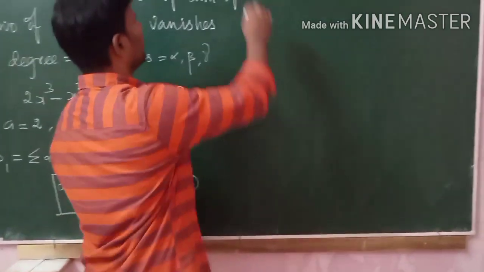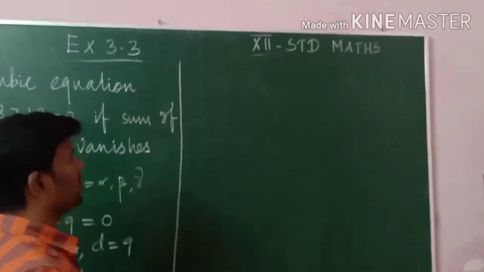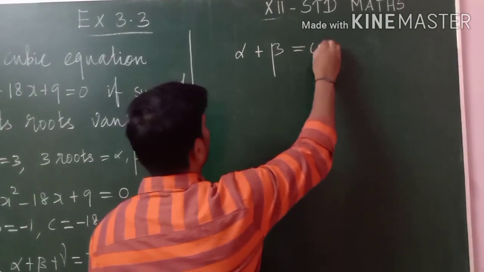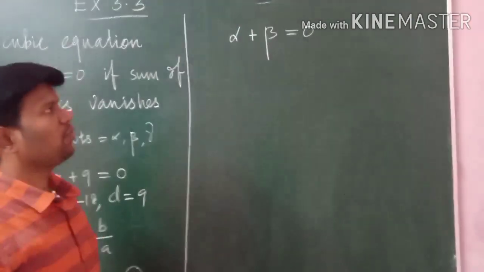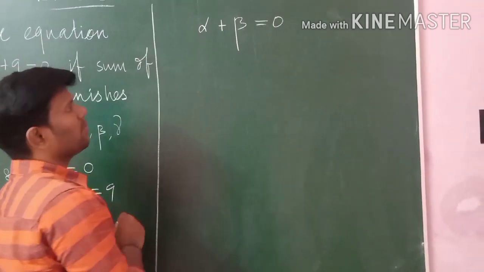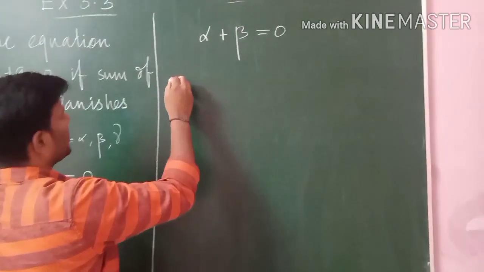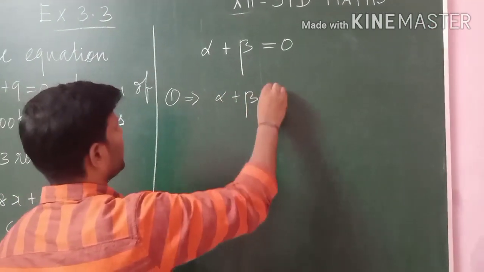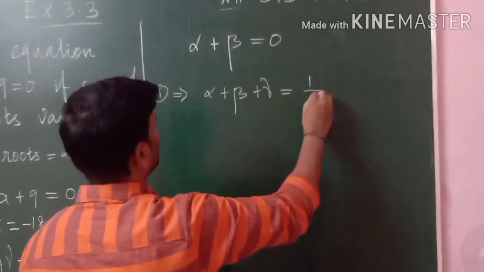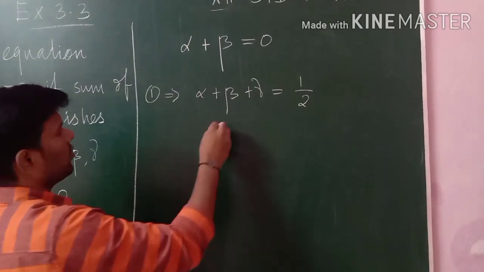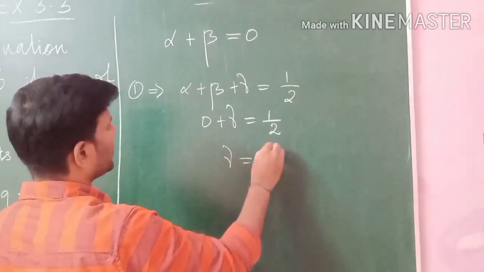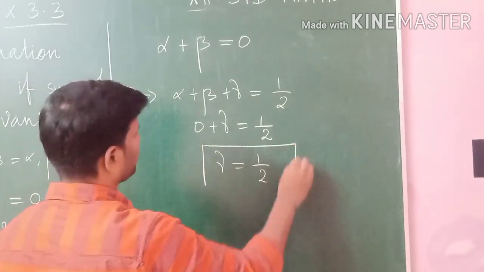And what is given in the question? Sum of two of its roots vanishes. So I take two roots alpha and beta whose sum alpha plus beta is equal to 0. So substitute this in the first equation. What is our first equation? Alpha plus beta plus gamma is equal to 1 by 2. Alpha plus beta equal to 0. So 0 plus gamma equal to 1 by 2. So gamma is equal to 1 by 2.